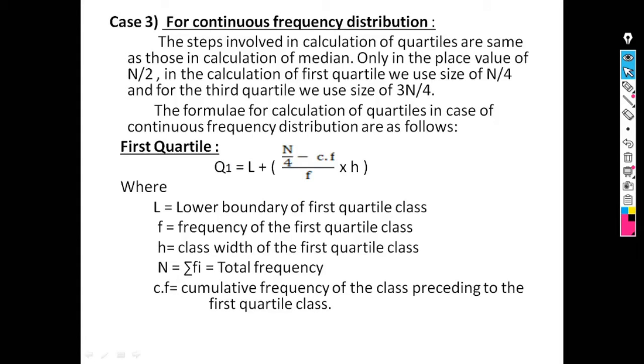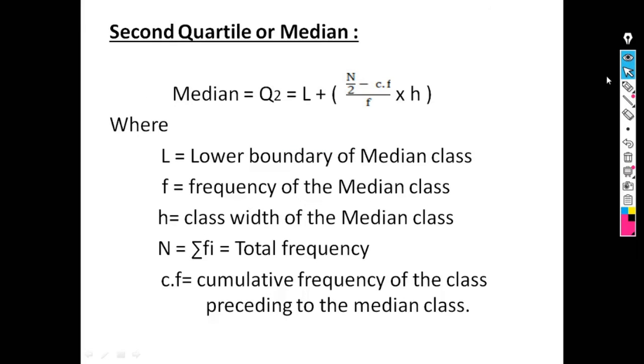Our next topic is calculation of quartiles for a continuous frequency distribution. Continuous frequency distribution means class intervals along with frequencies. So the steps involved in calculation of quartiles are the same as those in calculation of median. For continuous type of data, we know the formula for median is equal to L plus (n by 2 minus Cf) upon f into h.